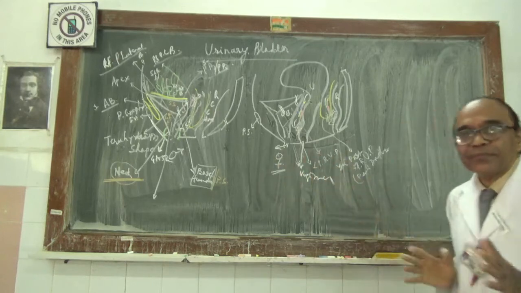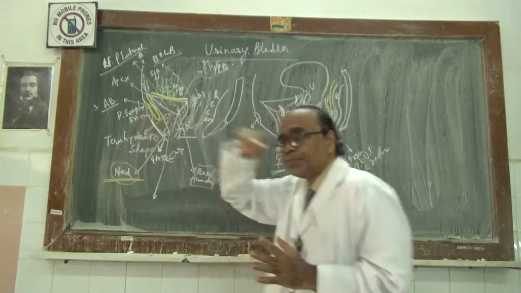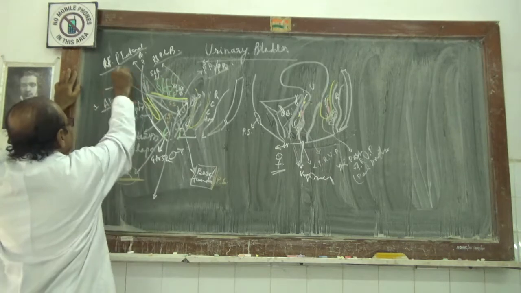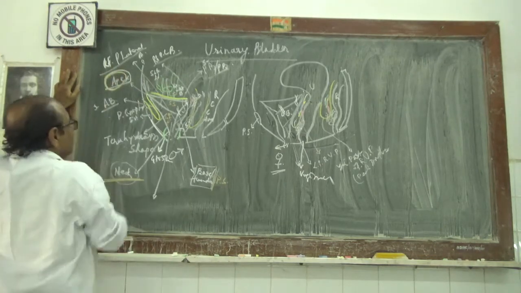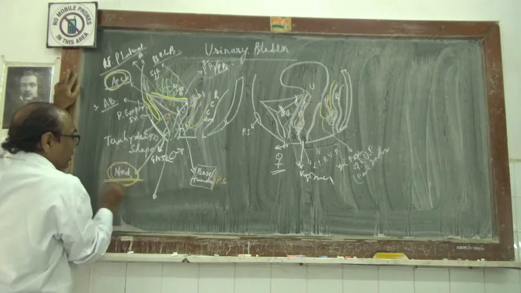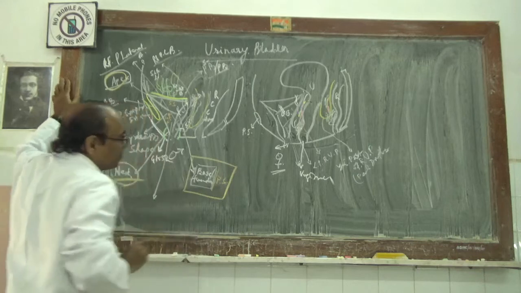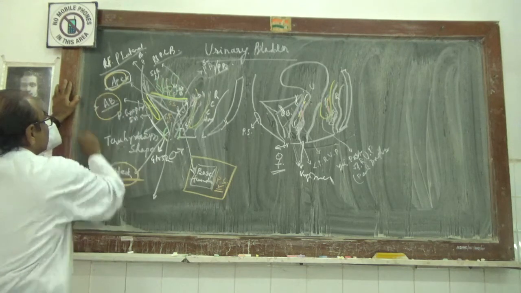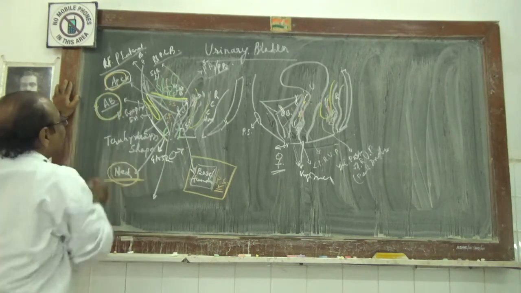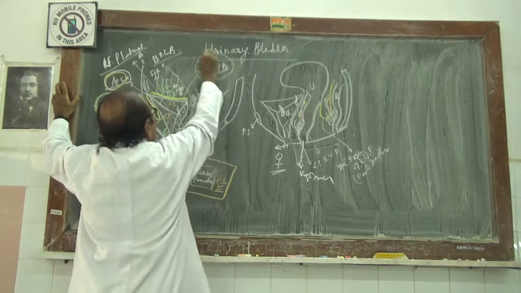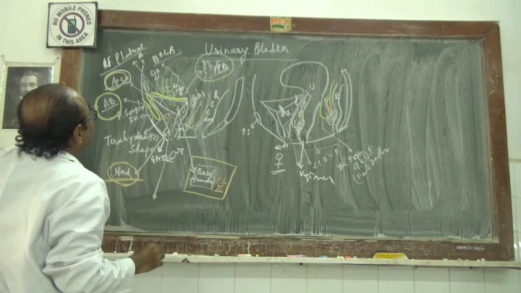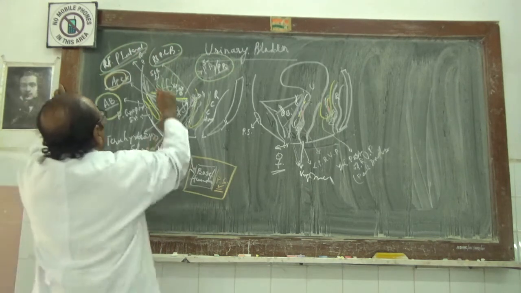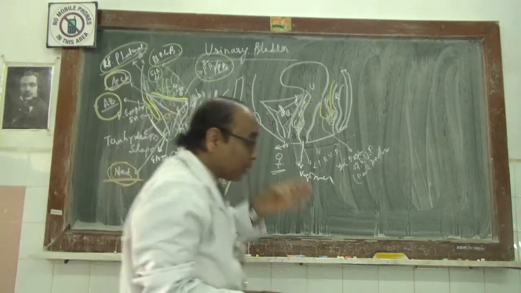So, in this, you have heard that the urinary bladder has got the apex, the neck, and the base or the fundus or the posterior surface, and it has got the borders: anterior border, posterior border, two posterolateral borders and two superolateral borders.